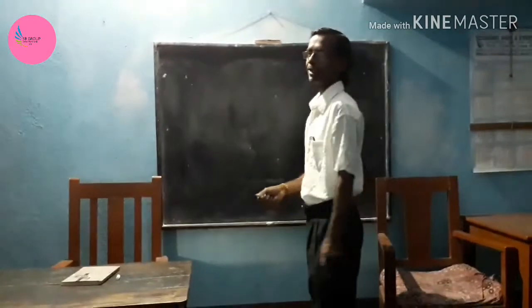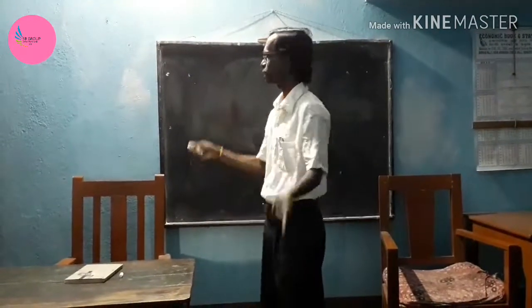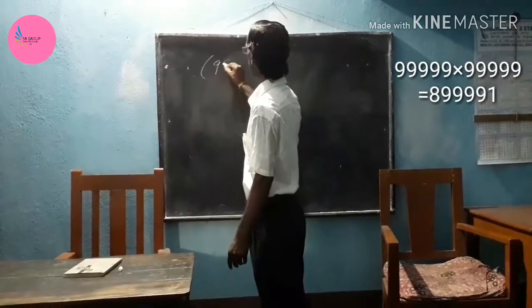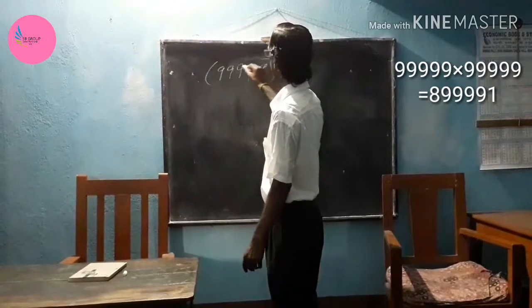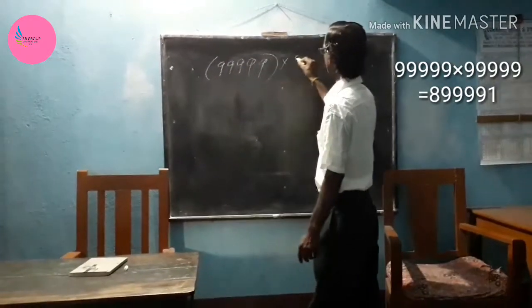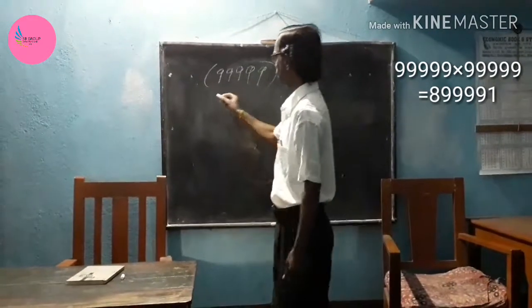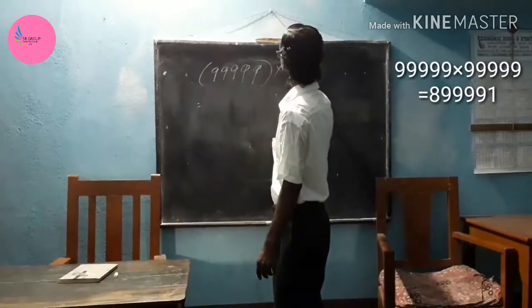Suppose I tell you 99999. How many 9s are there? 1, 2, 3, 4, 5. And we do the multiplication by 9. What will the answer be? Let's see. So 9 times 9 we should calculate.